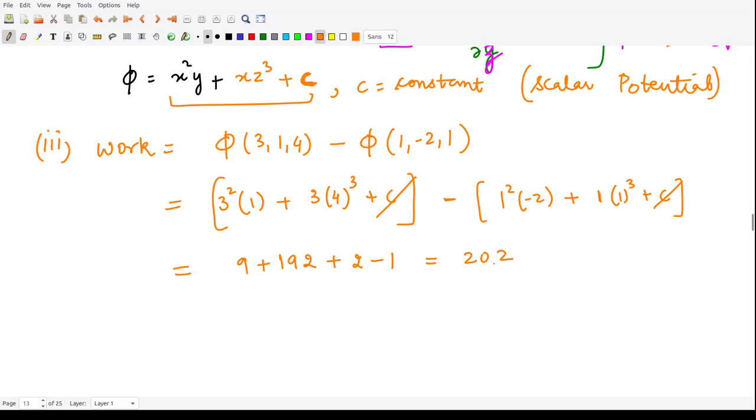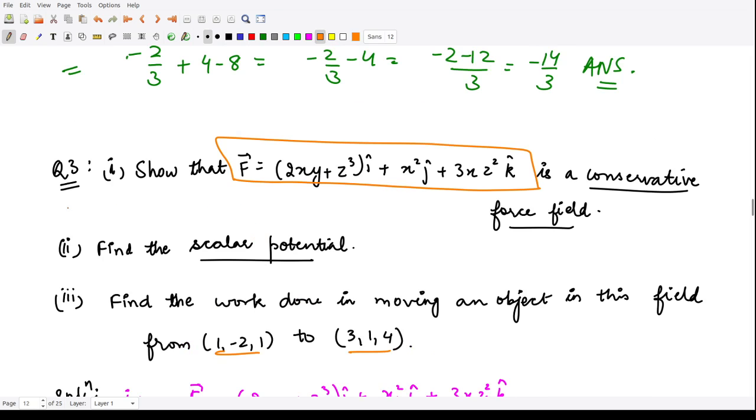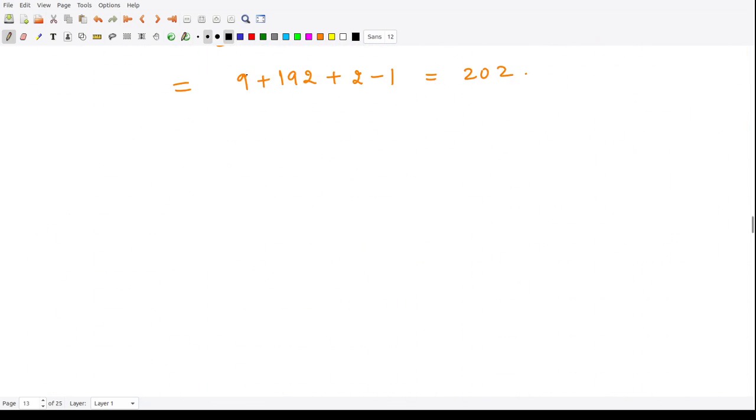Right? Yes. So this is the work done that has been used to move some particle moving in this field from this point to this point. Right? So I think you understood all the parts well. Now let us move on to our last and final question.